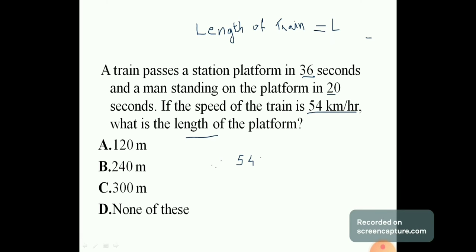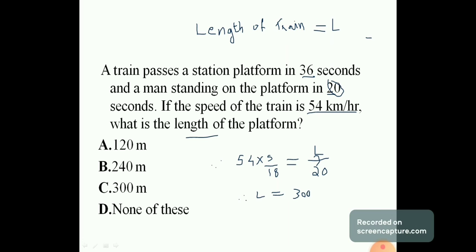So we know that speed of train, that is 54 kilometer per hour, convert that to meter per second. So 54 into 5 by 18 is equal to length of train by time to cross that man. A man standing on the platform, it is crossing at 20 seconds. So L by 20. So L will be equal to 54 into 5 by 18 into 20. So we'll be getting the value of L as 300 meters. So length of train is 300 meters.